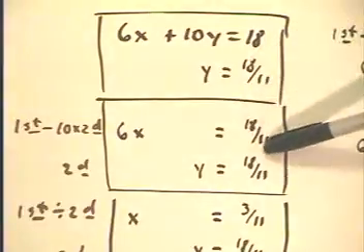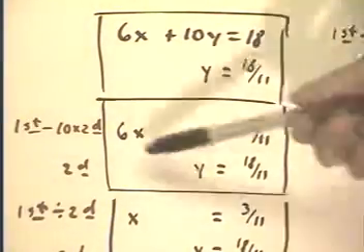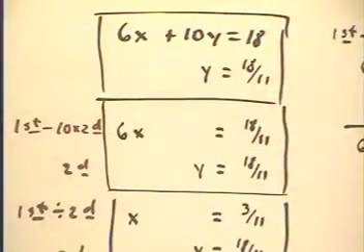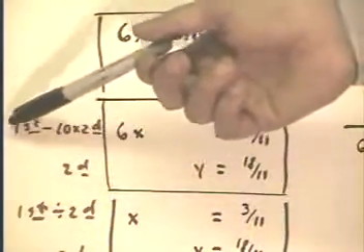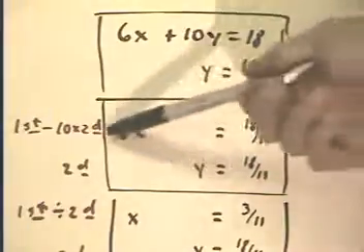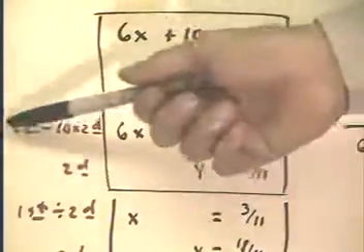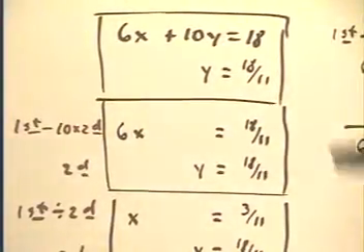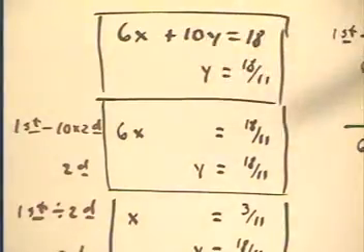So this comes from just adding negative 10 times this to this, giving me the equation 6x equals 18/11, y equals 18/11. Now I note over here that what I've done is I've taken the first equation and subtracted 10 times the second. And that's what I now have as my first equation. I've replaced the first equation by what I get when I add negative 10 times the second to the first. I chose negative 10 times the second because that's what I need to eliminate my 10y.